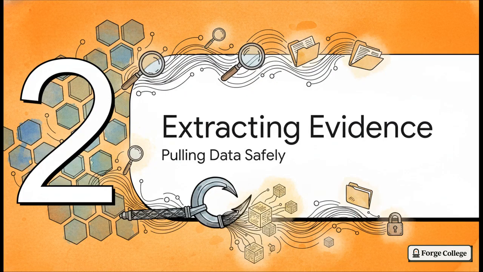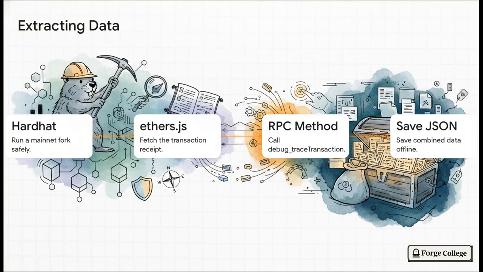Section 2, extracting the evidence, pulling data safely. Now, how do we actually pull this vital evidence down from the blockchain? We do it in 4 specific steps, and we use a safe local fork so there is zero real money on the line. Step 1, we run a mainnet fork via Hardhat. Step 2, we fetch the transaction receipt using ethers.js. That gives us our basic landmarks. Step 3, and this is really the magic move, we call the debug_traceTransaction RPC method. Finally, step 4, we save all this combined data straight into a structured JSON file. Basically, we're just bagging and tagging the evidence for offline analysis.